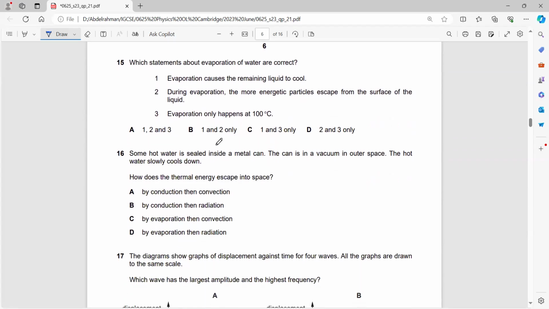Which statements about evaporation of water are correct? Evaporation causes the remaining liquid to cool. It does cause the remaining liquid to cool. During evaporation, the more energetic molecules escape from the liquid. Evaporation only happens at 100 degrees Celsius. This is wrong. This is boiling.